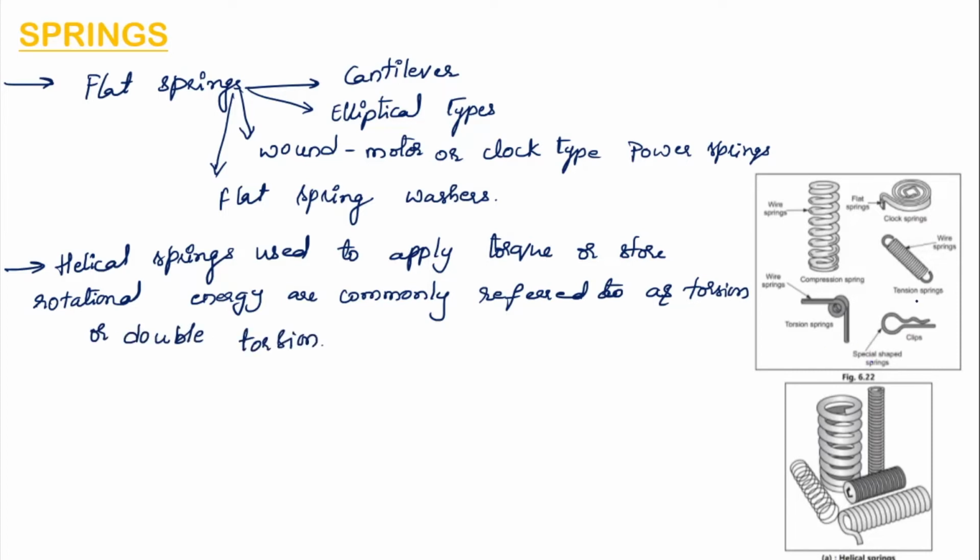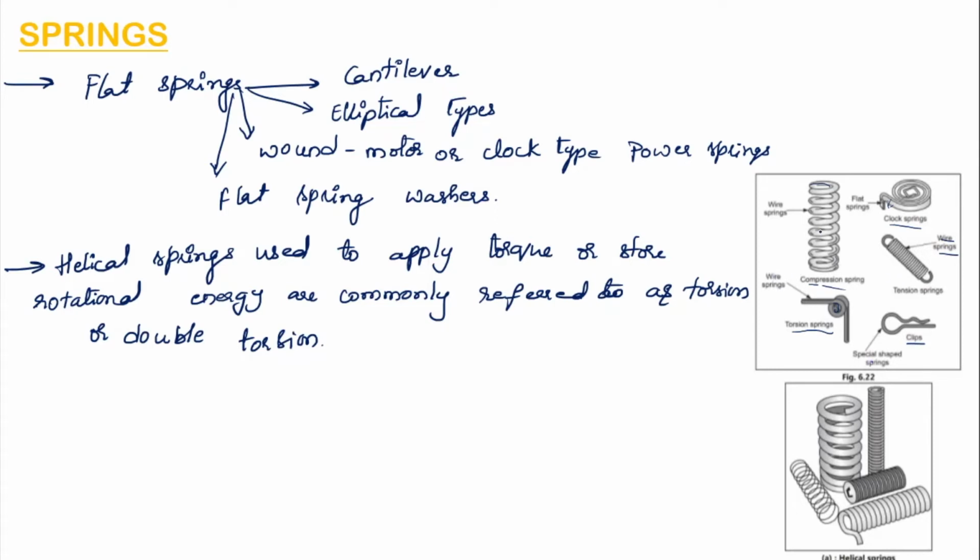So here we can see different types of springs. This is a wire spring in this diagram. And this is a flat spring. You can see the flat surface of this spring. It is used in clocks, so it is also called a clock spring, and these wire springs are also called compression springs. Then this is the tension spring. This is also a wire spring. This is a torsional spring, and here you can see a special shaped spring, a clip spring, or it is also called a clip.